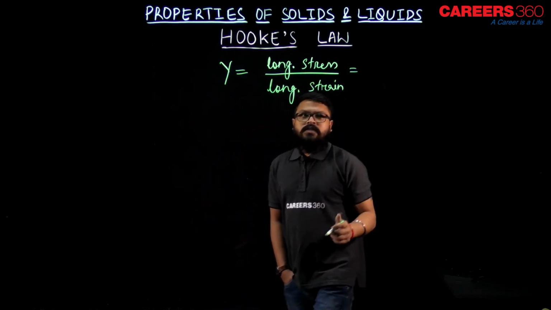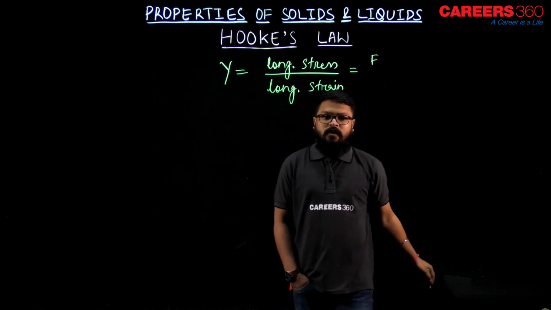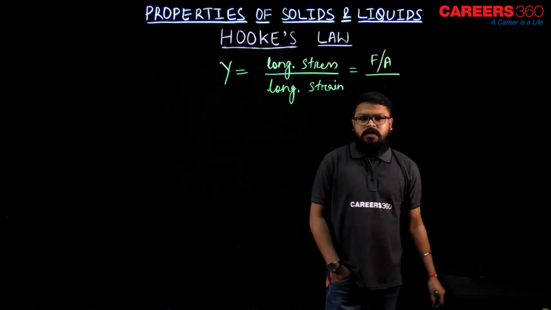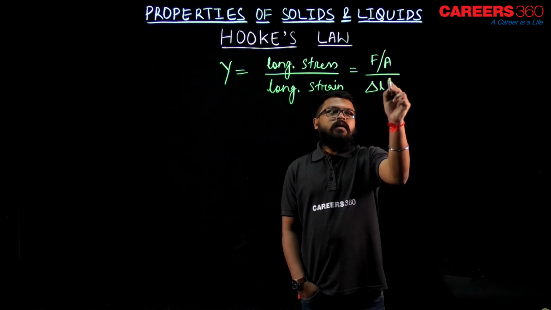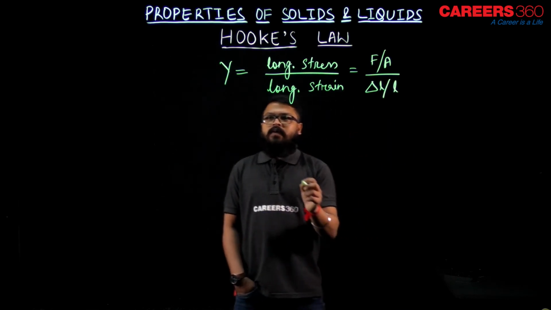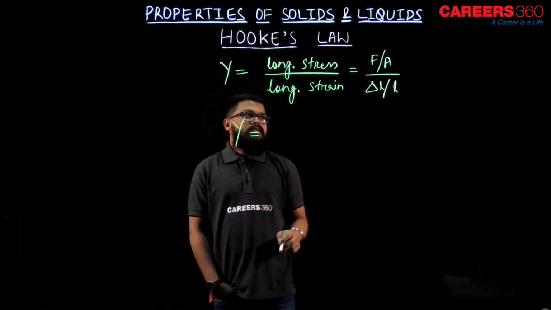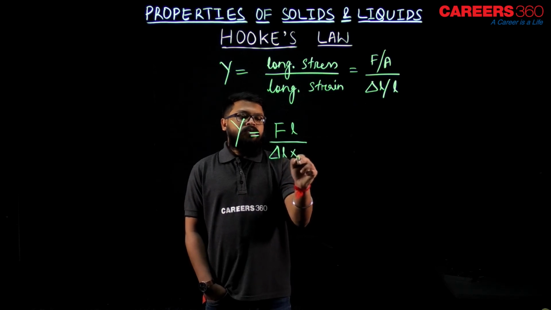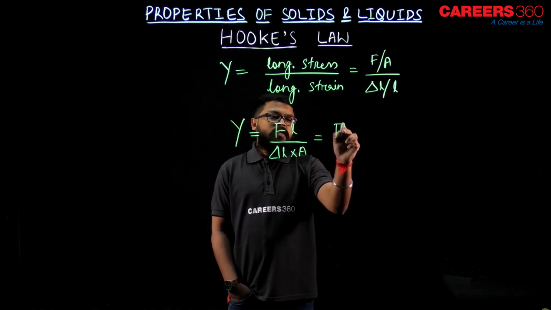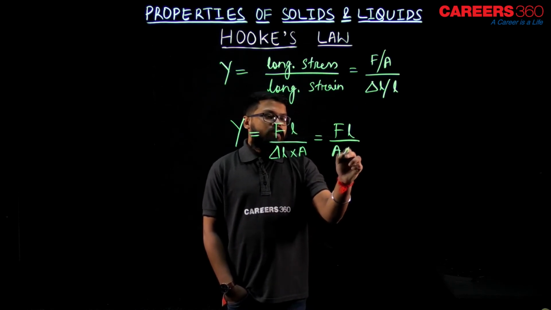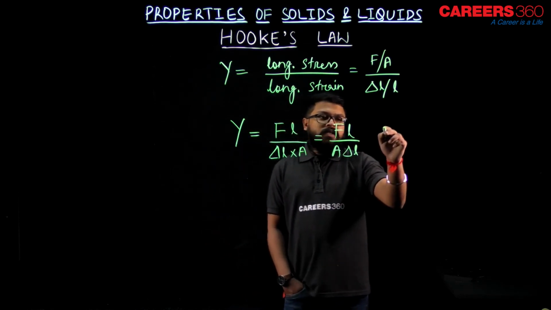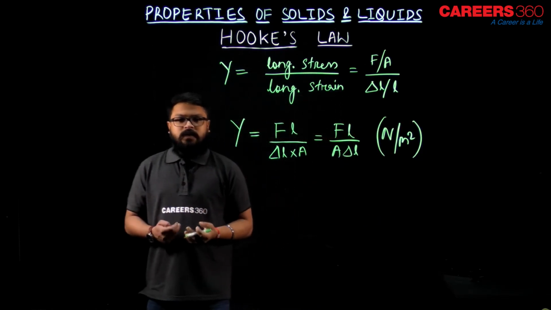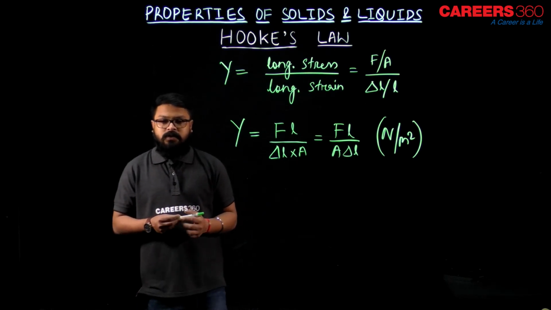So, what is longitudinal stress? That is the restoring force acting normally along the length per unit area of cross section. And longitudinal strain is delta L upon L, isn't it? So from here what can we write? Young's modulus of elasticity is F into L upon delta L into A, simply FL upon A delta L, and its unit is Newton per meter square. As we have already seen, the SI unit for modulus of elasticity is the same as stress, that is Newton per meter square or Pascal.